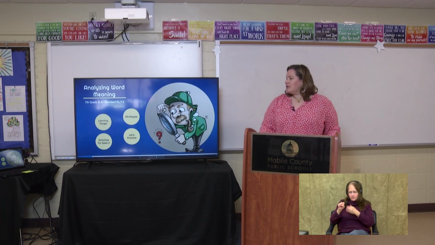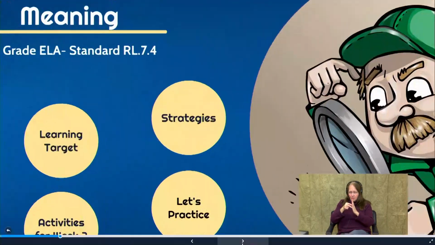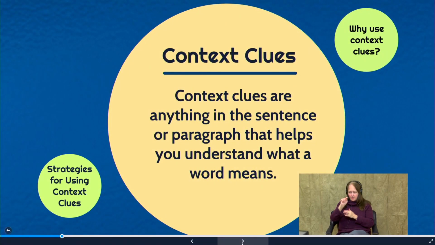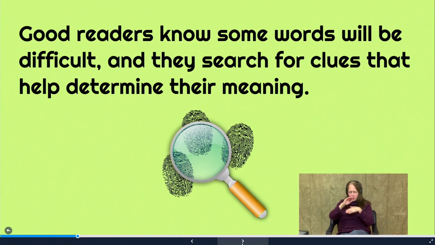So what we're going to do is talk about analyzing word meanings using context clues. Context clues are anything in the sentence that gives you a hint as to what the word means. Now, why do we use them? Because all good readers know that some words are going to be difficult to understand. Even myself, as I am reading some things, will come across a word that I have never seen, and I end up using context clues to determine the meaning.